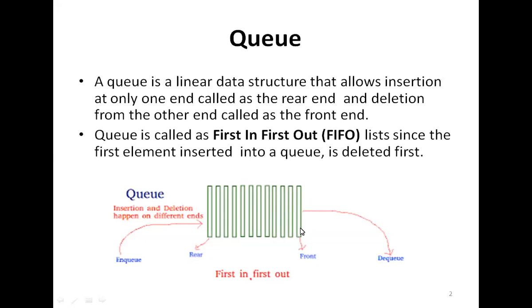So whenever you want to delete some data item from this queue, it can only be deleted from this front end. And if you want to insert some new data item, that can only be done at this rear end. So that's why this is known as first in, first out type of data structure. In short, it is known as FIFO. This is the Queue data structure.